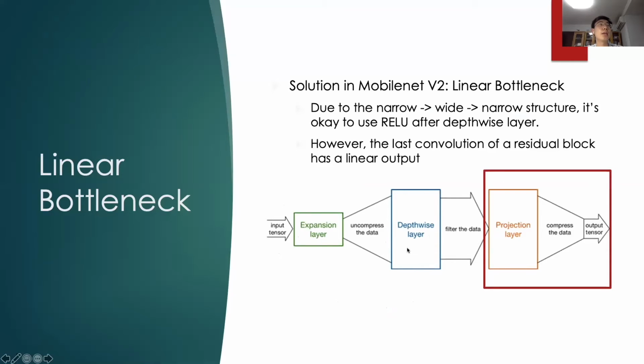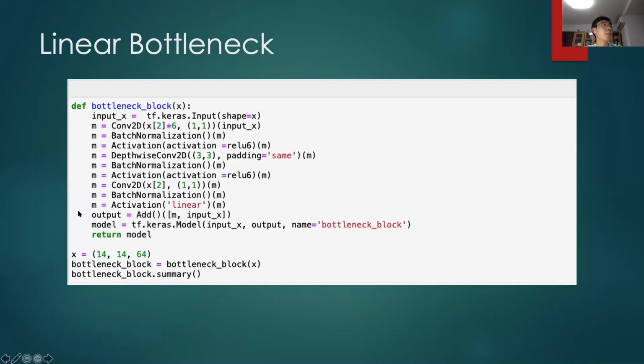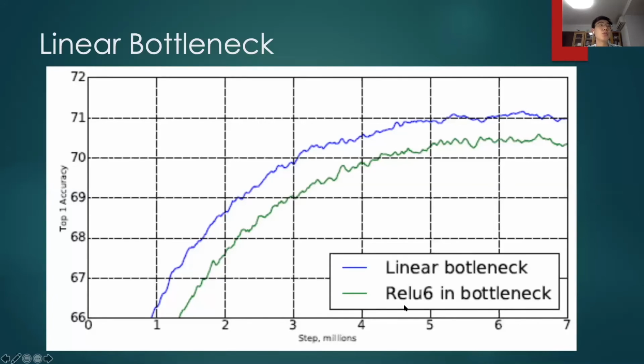So in the first two layers, the data is in high dimension and it's okay to use ReLU. However, in the last layer, the projection layer, we compress data and decrease the number of channels. The authors think that if you use ReLU here, it will cause serious information loss. So the solution is, instead of using ReLU, we use a linear activation function here. So here we build the linear bottleneck ourselves. You can see that after the 1x1 projection layer, we use a linear activation function. And compared to using ReLU6 in the bottleneck, a linear bottleneck has better performance as well.